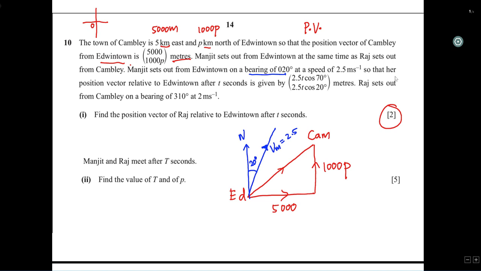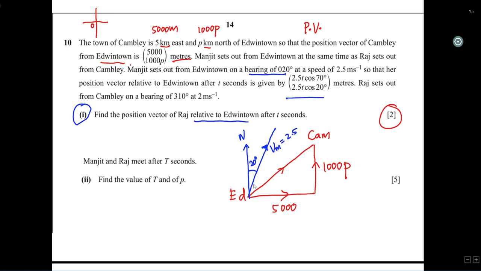So her position vector relative to Edwin Town after t seconds is given like this. I need to explain how this position vector comes about, and only then can you do the first part, because they will ask you to find the position vector of Ra relative to Edwin Town. You always see things relative to Edwin Town. For Manjit it's very easy, because she departs from Edwin Town. But Ra departs from Cambly, and you need it relative to Edwin Town, so this is a little bit different.